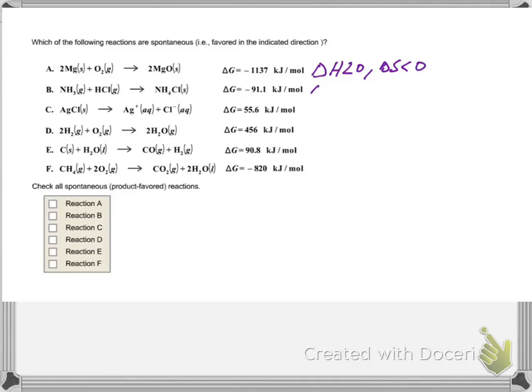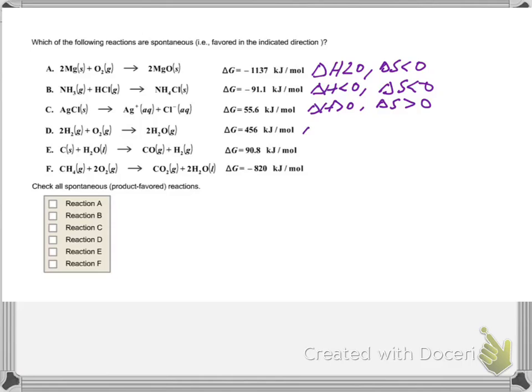The second one, we have two particles making one. That's definitely exothermic, and gases going to solid, also delta S less than 0. We have a solid going in, breaking apart into two particles. We would expect this to be greater than 0, and then delta S to be greater than 0.